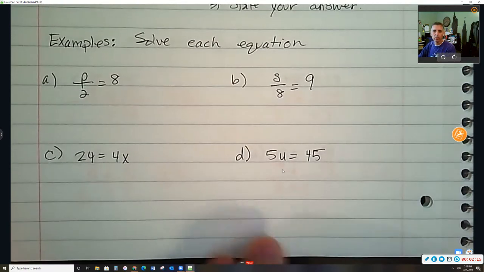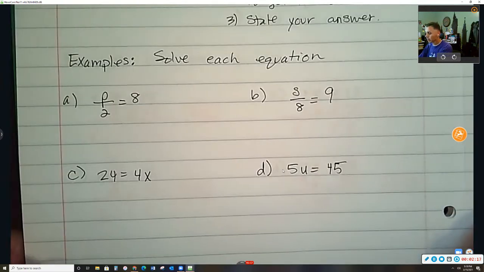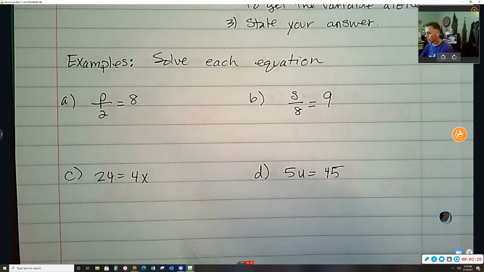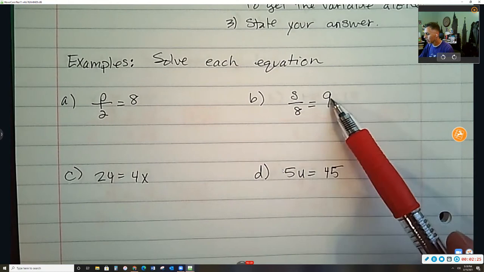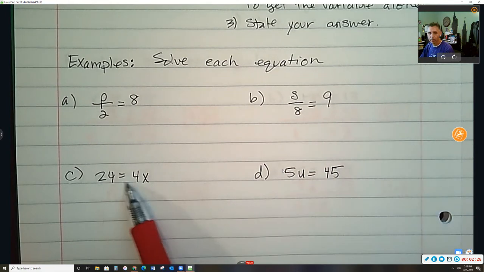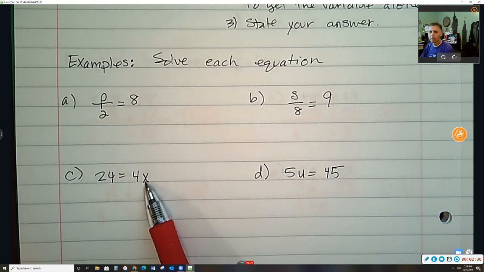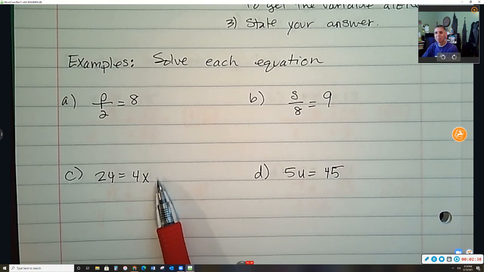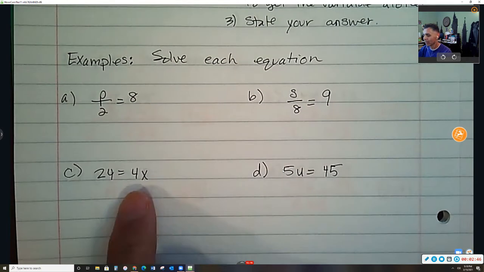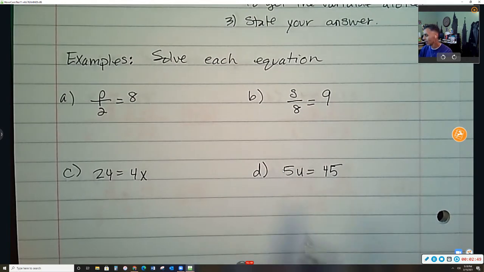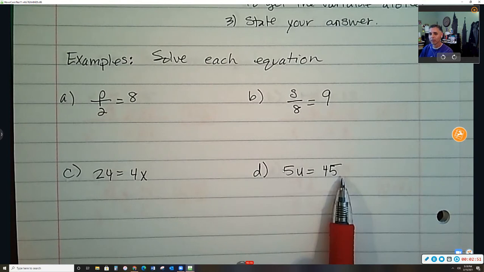So I have four examples here. This is P divided by 2 equals 8. This is S divided by 8 equals 9. Here I have 24 equals 4 times X. This is where it begins to get tricky, because the variable X can be used, and sometimes it looks like a multiplication sign. So this is not 4 times something and then something's missing. This is just 4x, which is 4 times x. And then here we have 5 times u equals 45.